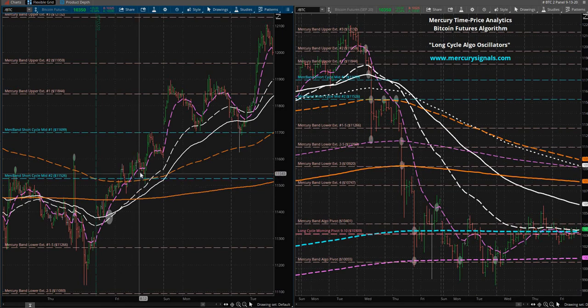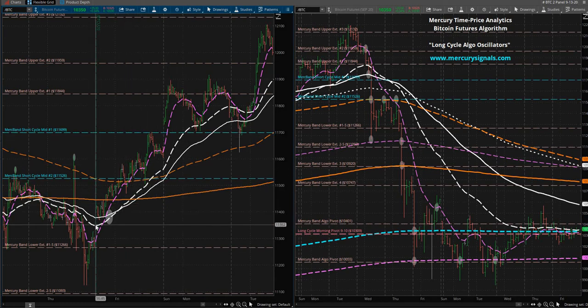Now, the reason you got this fast move up here is because what you had here was a bear trap. This didn't do anything wrong. It came down here at a little bit deeper retracement than you had right here, but all these algos are still trending up.